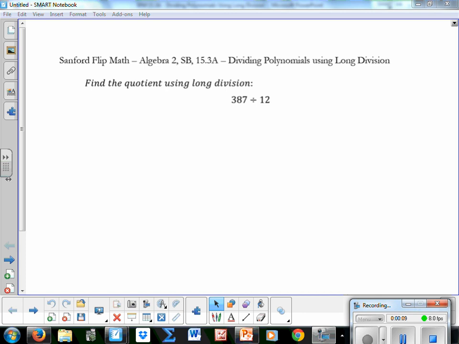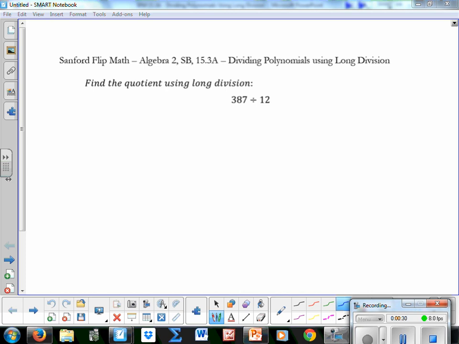And we're looking at section 15.3 in our textbook, but we're just going to do the first part. We're going to talk about dividing polynomials using long division today. So first of all, we're just going to start with a couple simple numbers, and we're going to divide them using long division. So you may have seen this process done before, maybe not, but we're just going to walk through it here with numbers before we throw in some other variables and stuff.